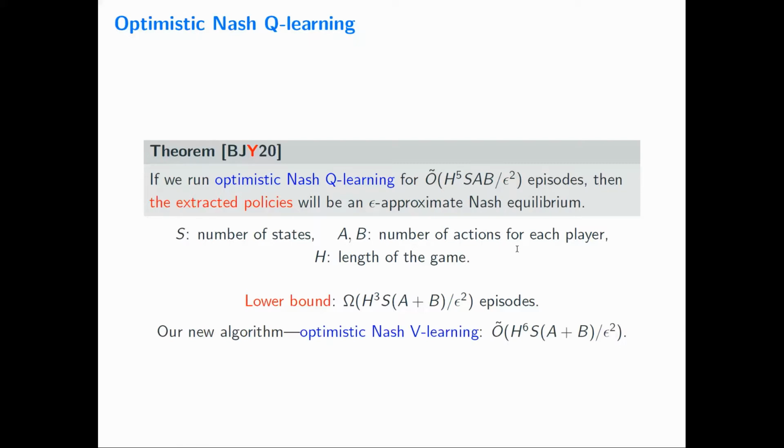So we also propose a new algorithm called Optimistic Nash V-learning, which matches the lower bound with respect to dependence on S, A, and B. We name it Nash V-learning because we no longer learn the Q value anymore. We only learn the V value, and we use a follow-the-regularized-leader style algorithm to further improve the sample dependency on A and B.